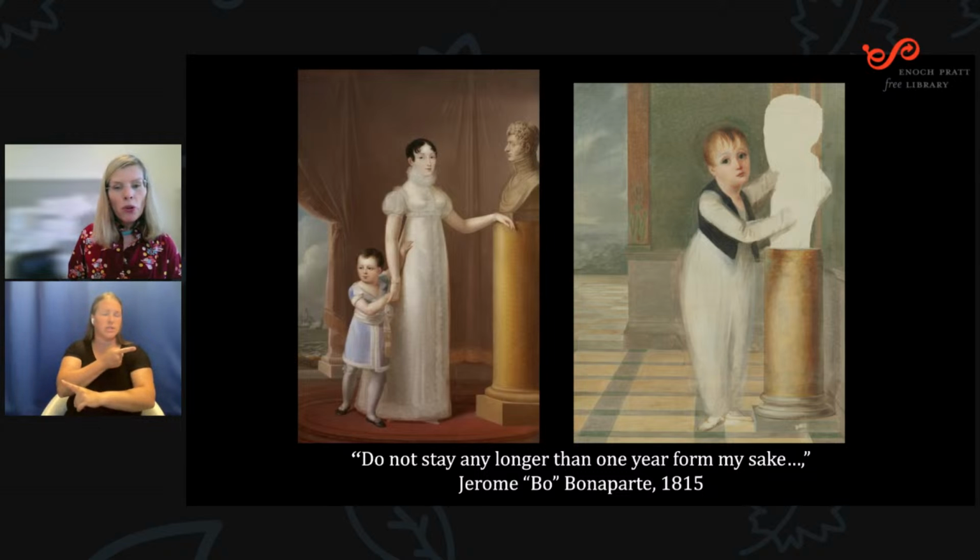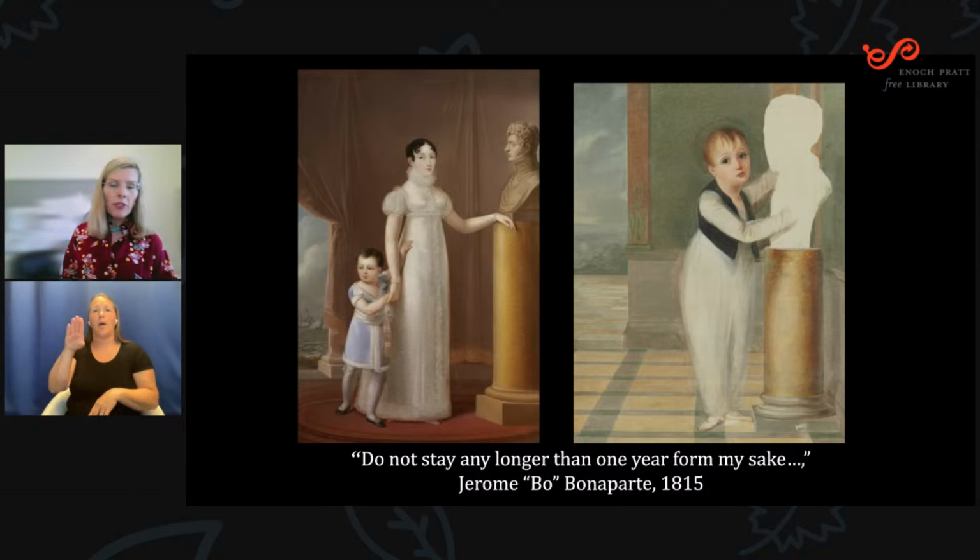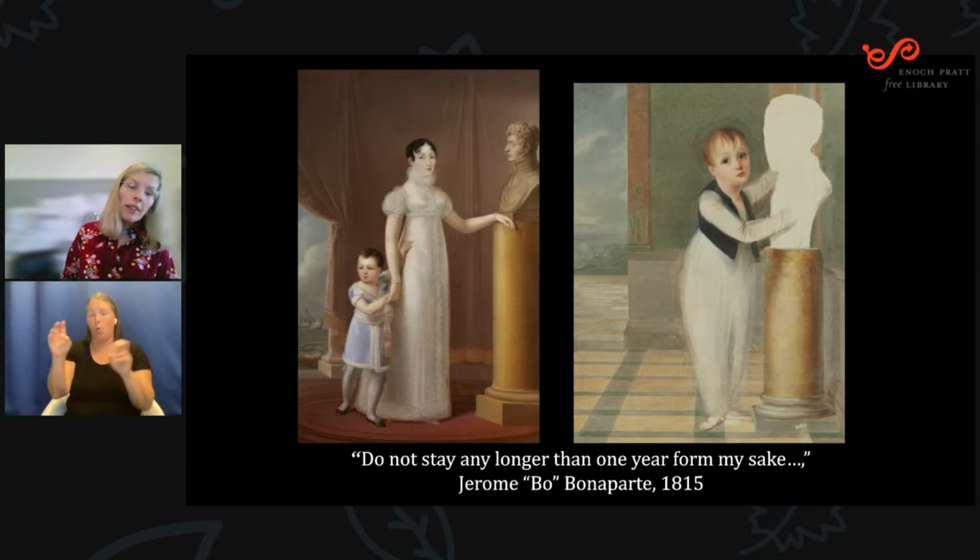Her son, Jerôme Napoléon Bonaparte, nicknamed Beau, who as a young boy writes to his mother in 1815. He is 10 years old. He's away at school. He has not seen his mother before she takes her first trip to Europe. And he writes to her, I quote, "Do not stay any longer than 1 year for my sake." Unfortunately, she does stay longer during that trip.